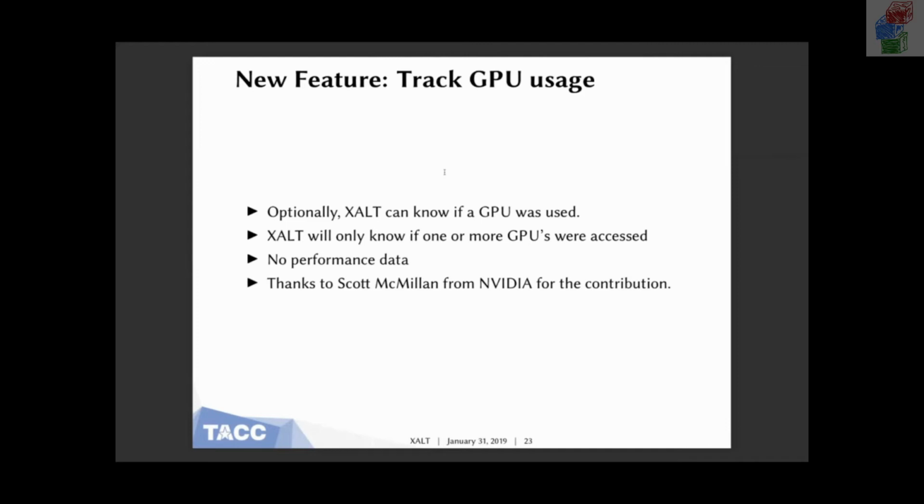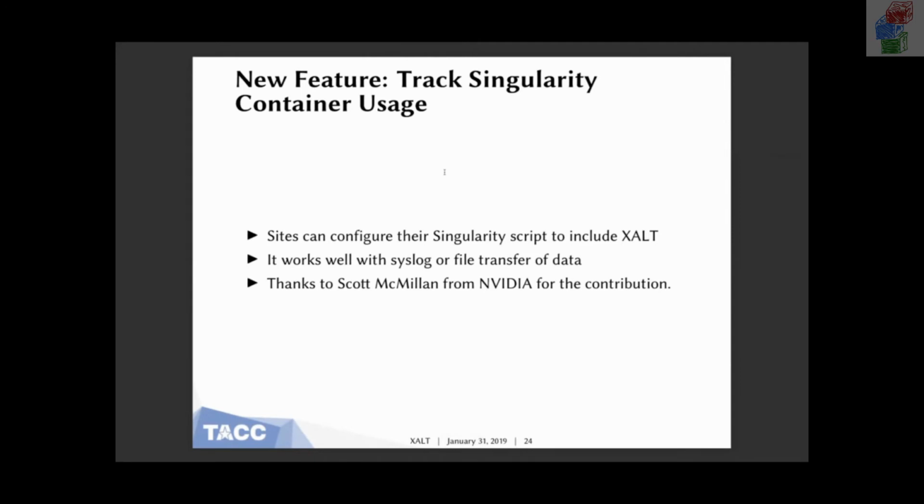Some new features: XALT can know if a GPU was used. This is an optional choice. It will know if one or more GPUs were accessed. There's no performance data, and this comes from Scott McMillan from NVIDIA. Also, XALT can now track what's going on in a Singularity container. You just provide some sets of environment variables, Singularity underscore something or other, LD_PRELOAD and whatever, and it can write to syslog or use a file transfer. And this is also from Scott.